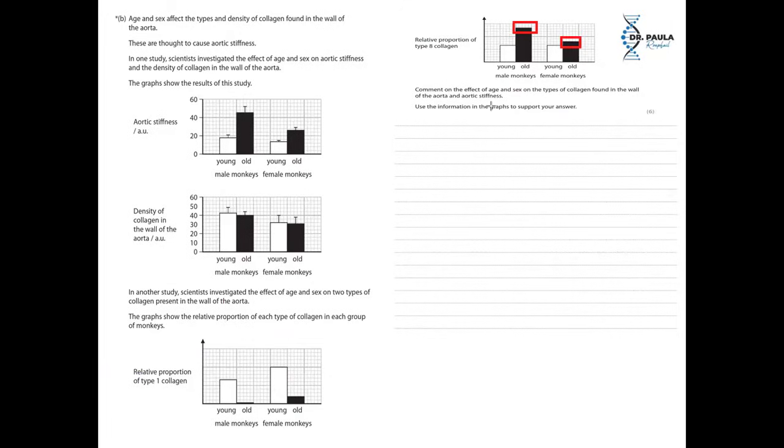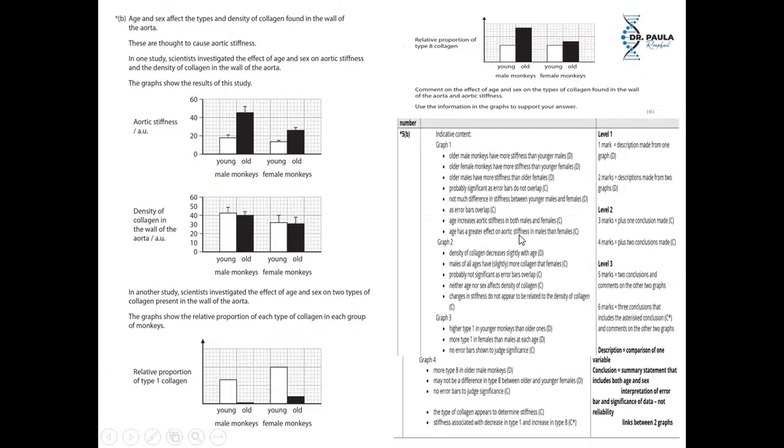And again, about the error bars, there is no error bars here, so we cannot evaluate actually the significance of differences. And you can say that type 8 collagen might be affecting the stiffness because it's somehow similar, as you see. So all these ideas, you have to put it in a logical sequence and passage, as you see here.